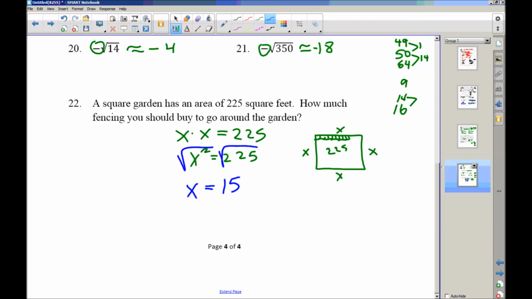Okay, so how much fence do you need to buy to go around the garden? Well, it's not 15. That's each side. There are 4 sides. So when I add them all up, we're going to need 60 feet of fence.